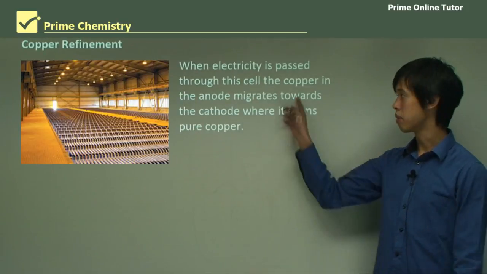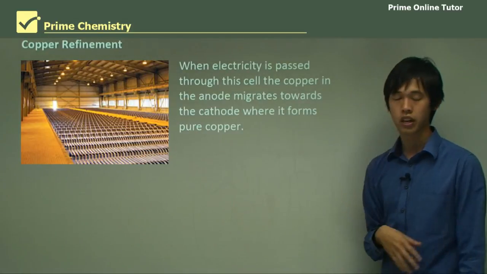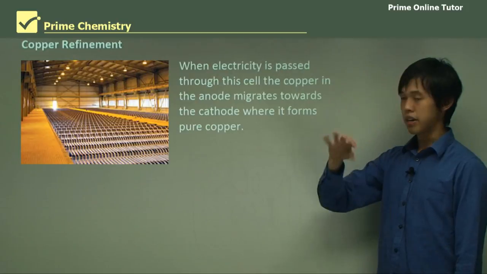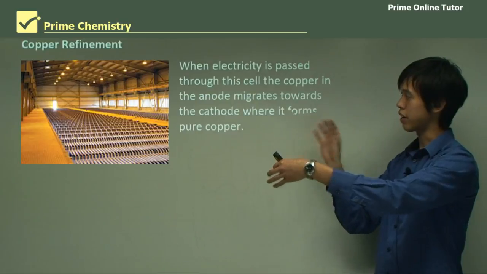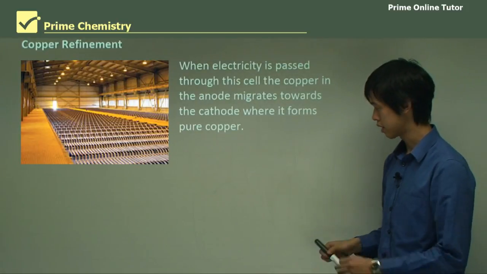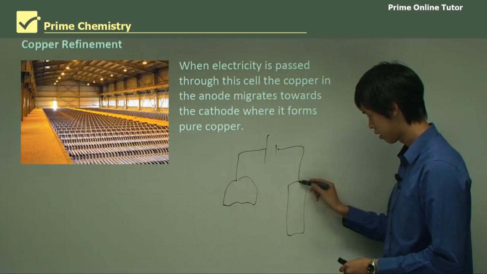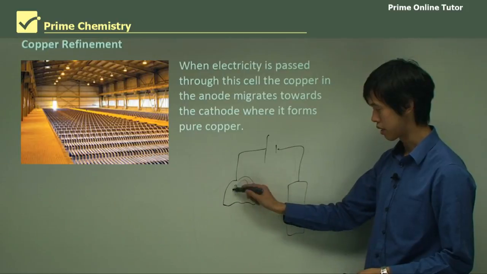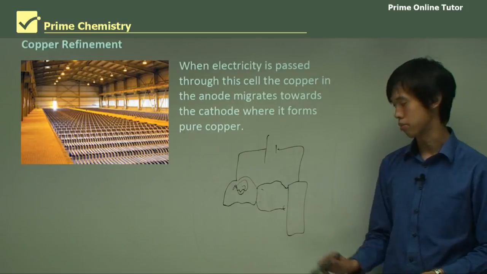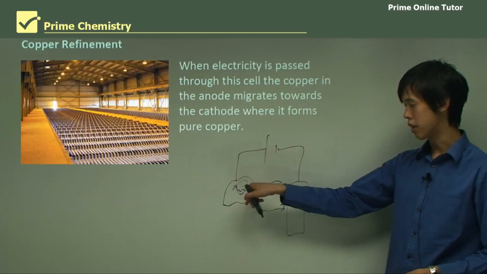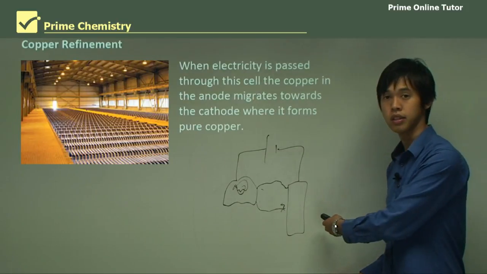So then when electricity is passed through the cell, so when electricity has gone through that cell that I created, the copper in the anode, so the copper in the blister copper, sort of migrates towards the cathode, the other side. So we'll just draw it again quickly. Okay, so the copper from the blister copper here starts to migrate over this way when electricity is applied. Okay, so it tends to migrate this way. Okay, and then it forms pure copper on this side.